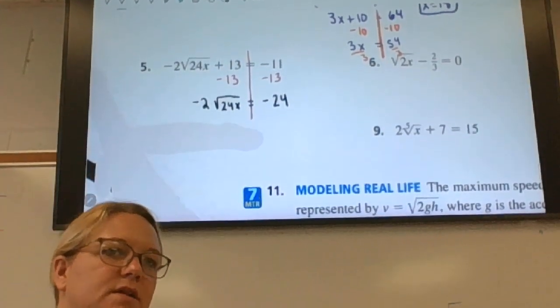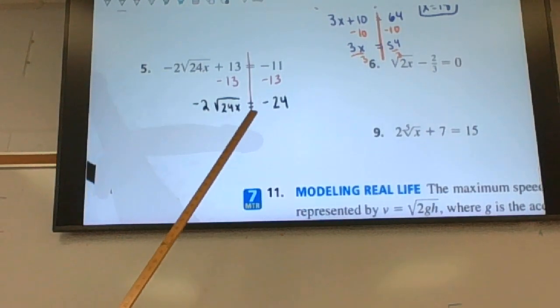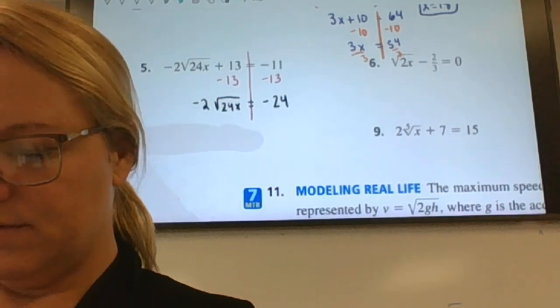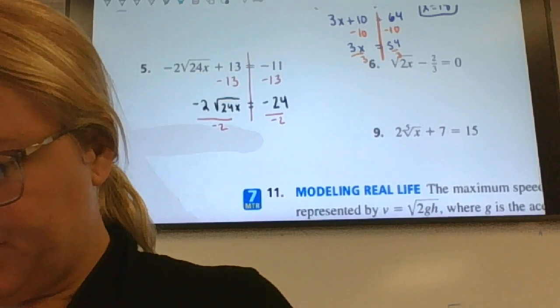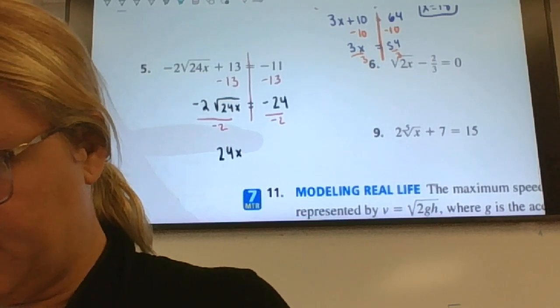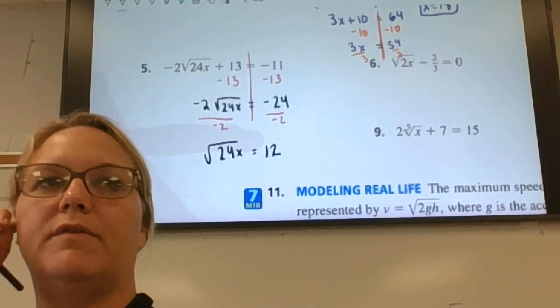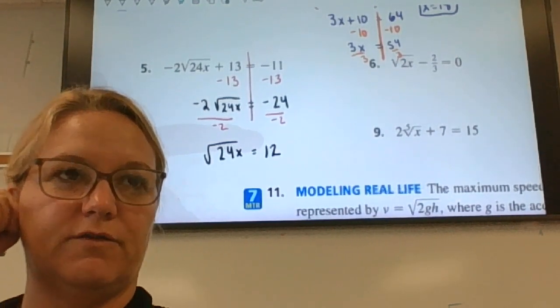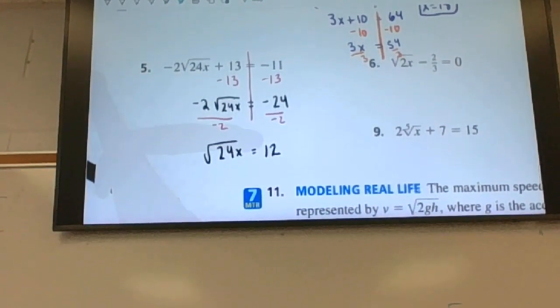Alright, so I cancel out the 13. This is multiplication here. I'll do the opposite of multiply and I'll divide. And now I have a positive 12. Question so far? Now this is a square root, so I will cancel the radical with a power of 2.